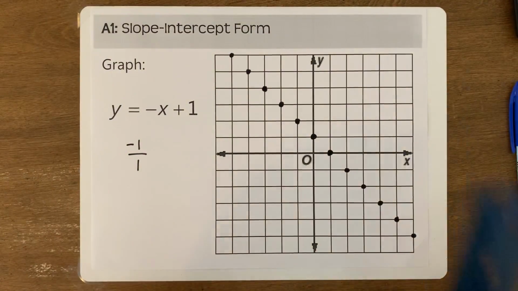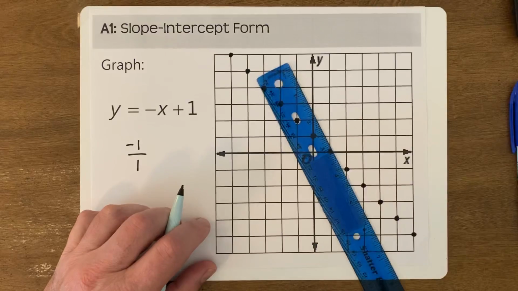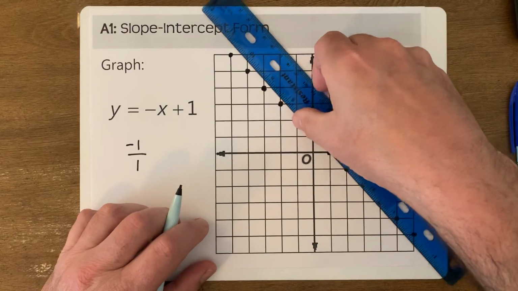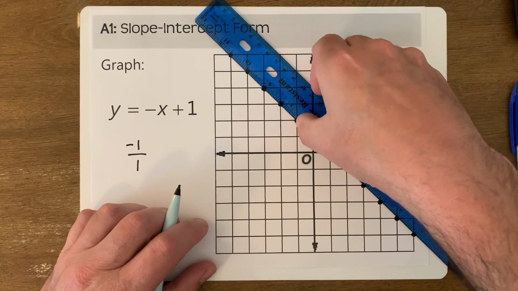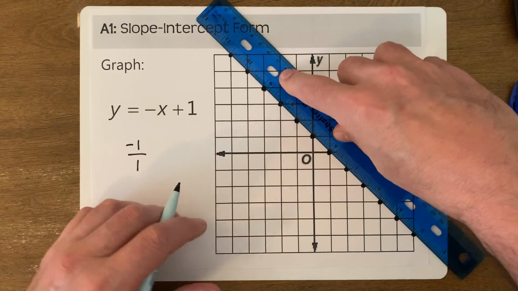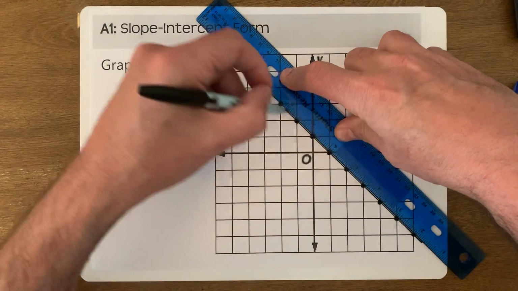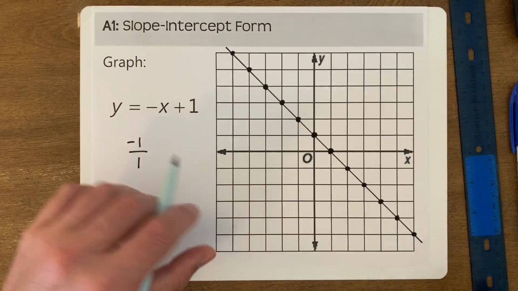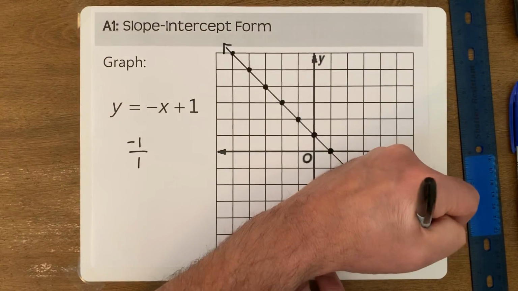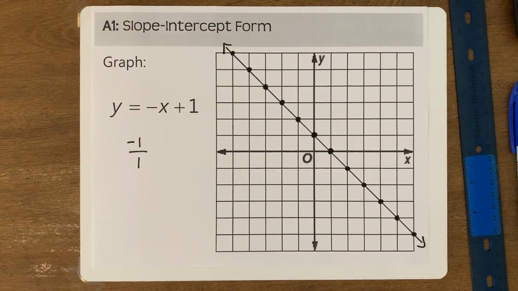Okay. Good, connect my points. Let's see, looks pretty good. Arrows on the ends. And there's that one. All right.